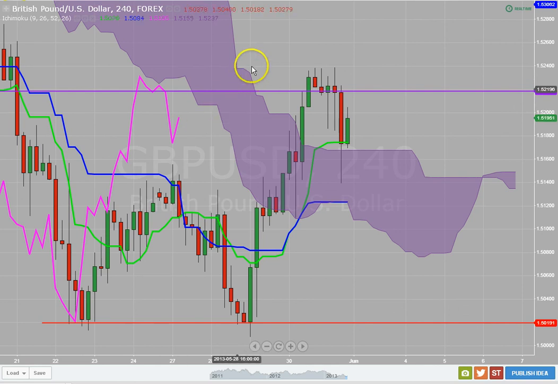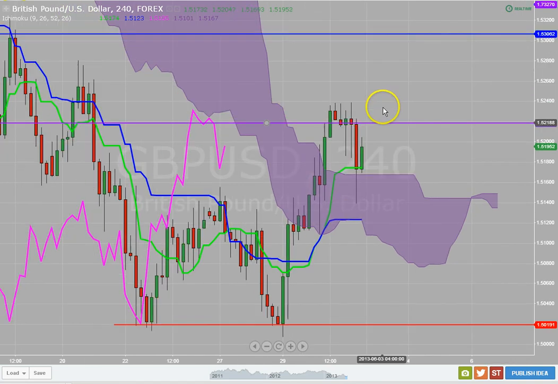If we can get it on here like this, and maybe price ranges a little and takes off. If we can get above this level, we want to look for this level. All right, that's dollar yen, pound dollar.